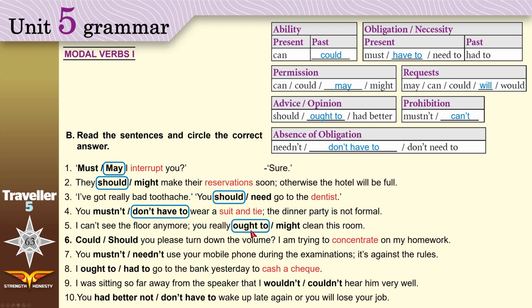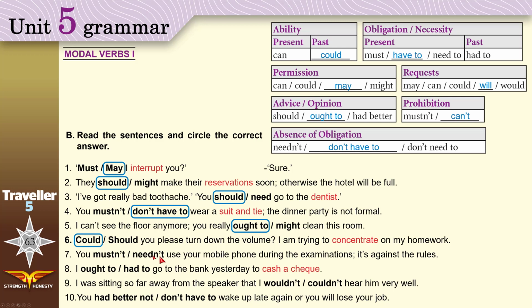It's dirty. It's filthy. Could you please turn down, or should you please turn down the volume? It's very loud. I am trying to concentrate, focus on my homework. Now we're asking for a favor, right? You want somebody to do something for you. It's a request. Could you please? Will you please? Can you please?